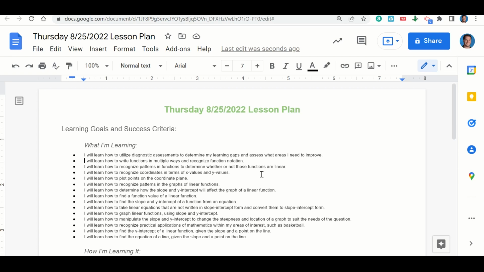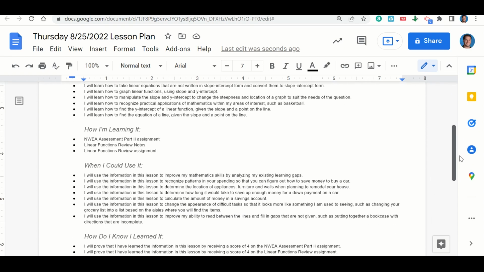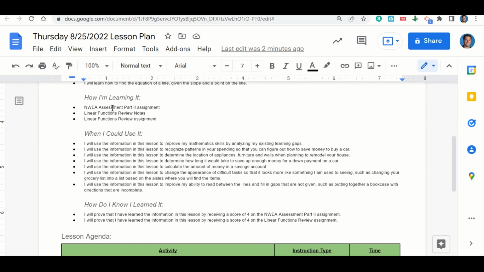How to find the y-intercept of a function given the slope and a point on the line. And how to find the equation of a line given the slope and the point on the line. How are we learning it? Through the NWEA Assessment Part 2 assignment and through the Linear Functions Review Notes and the Linear Functions Review assignment.